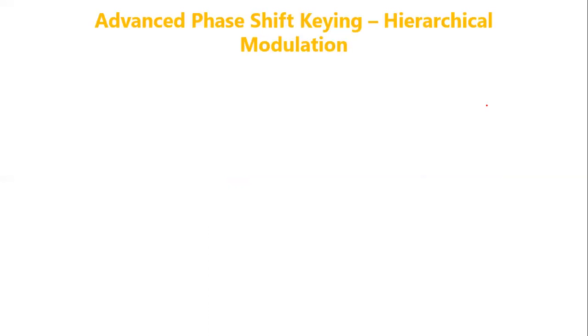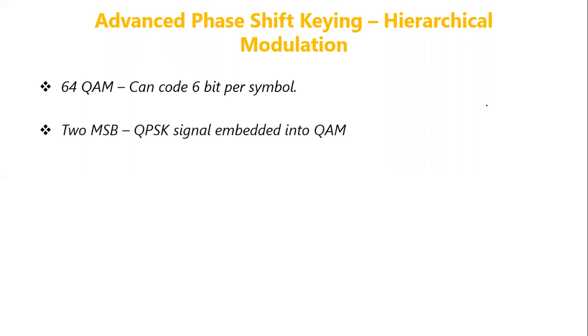Then the next kind of advanced phase shift keying that we'll be discussing is the hierarchical modulation scheme. Here 64 QAM can be used with the hierarchical modulation scheme. 64 QAM, in the sense, 6 bits will represent one symbol. Basically this technique is used in DVB, digital video broadcast, and it uses 6 bits to represent a symbol.